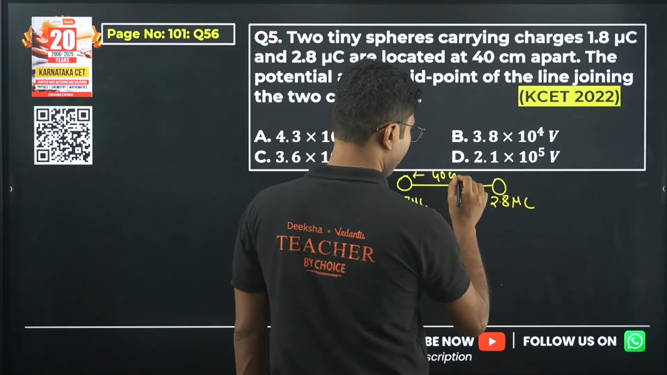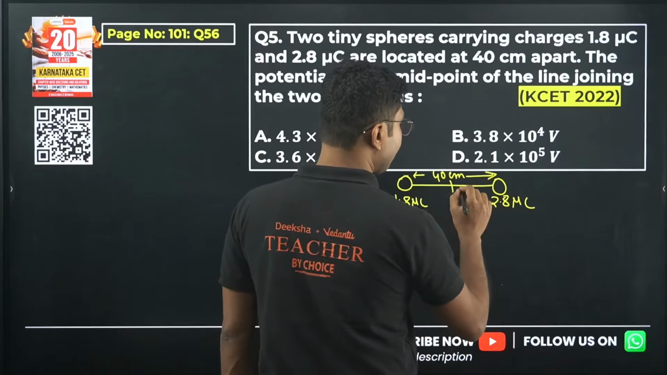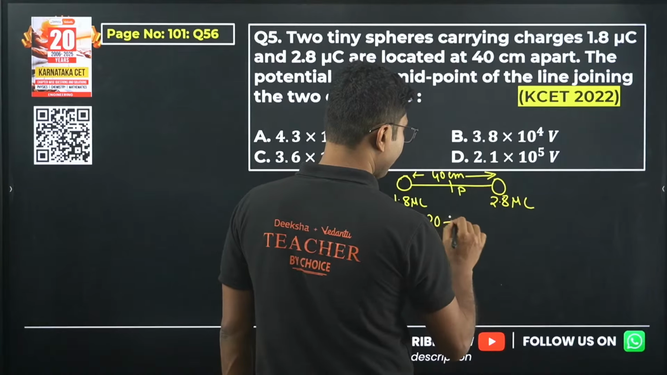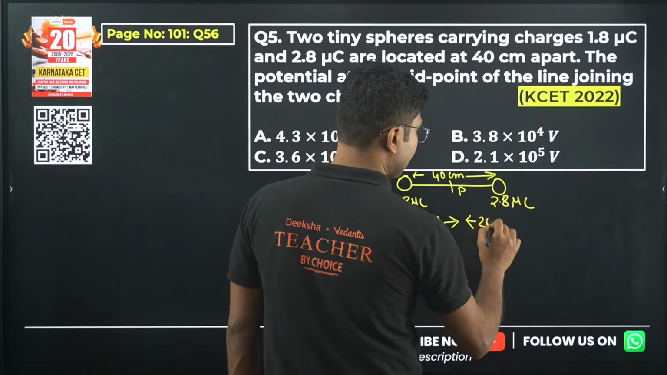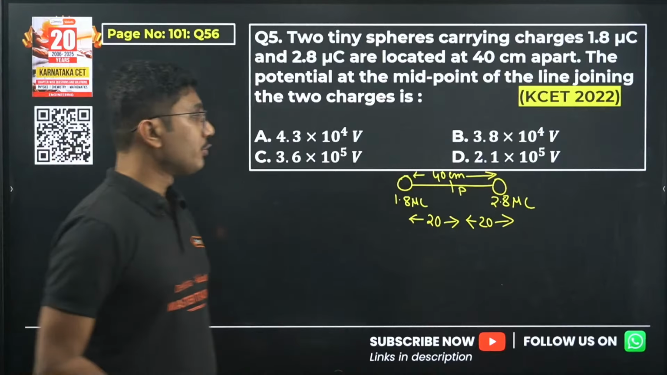The potential at the midpoint of the line joining the two charges, say this is P. Now what is the distance? This will be 20, this will also be 20. So both charges are at a distance of 20 centimeter from the point. So what is the electric potential?